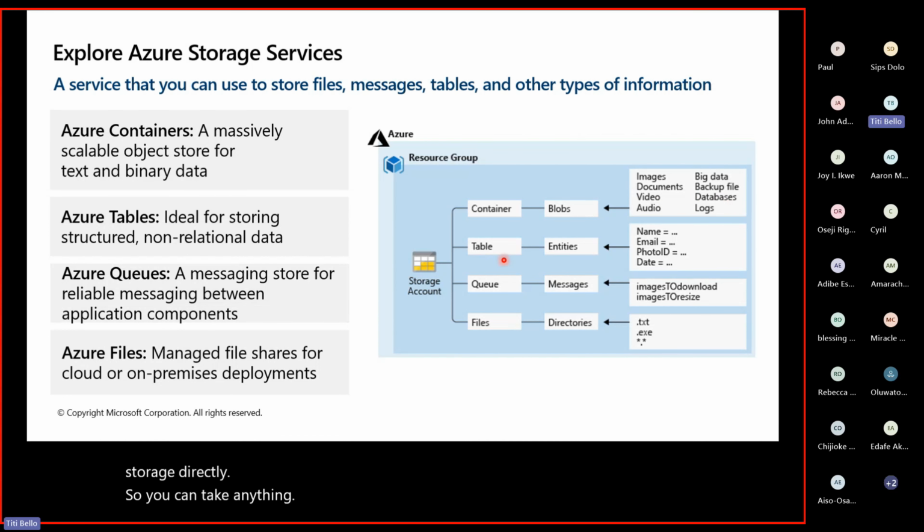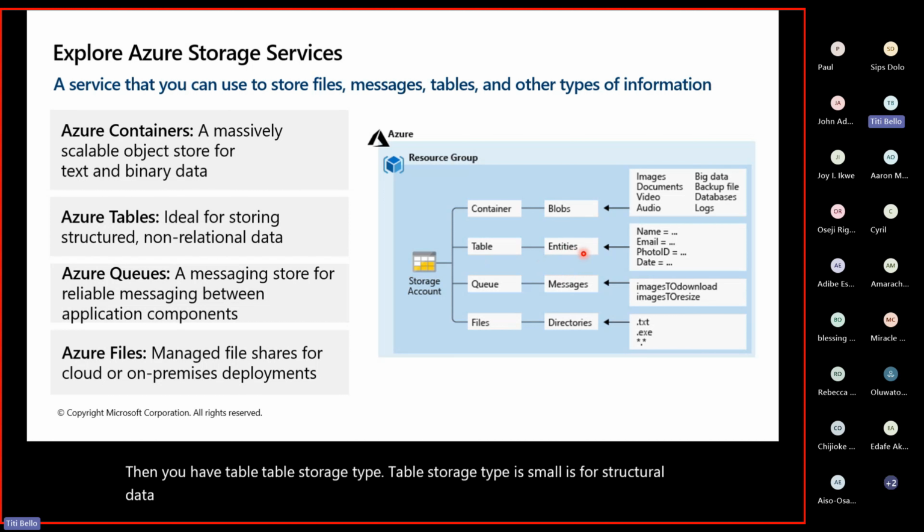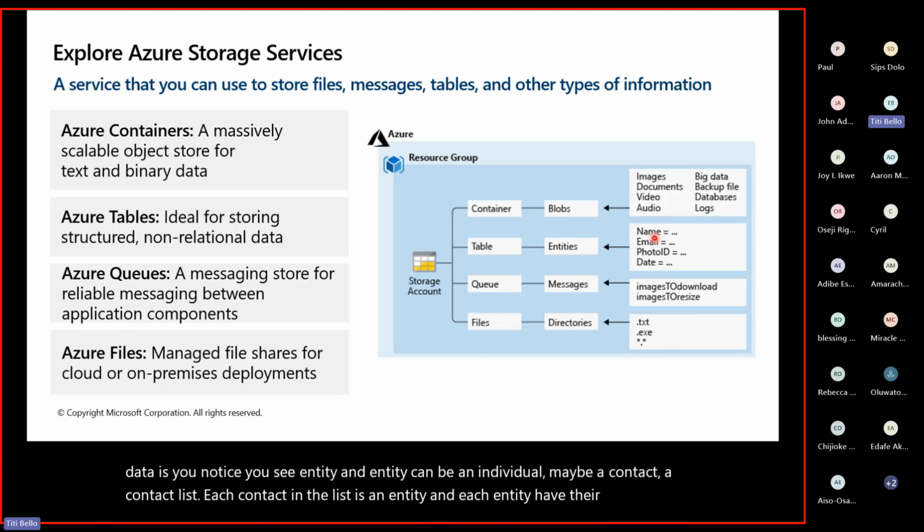Then you have table storage type. Table storage type is for structured data. You see entity, and an entity can be an individual, maybe a contact list. Each contact in the list is an entity, and each entity has its properties. So that's what you have here.